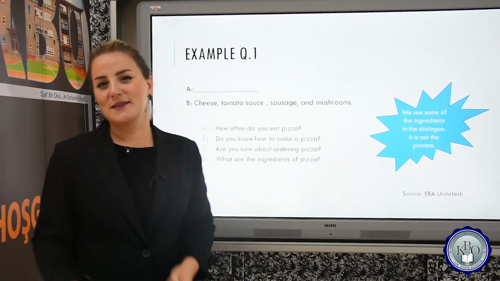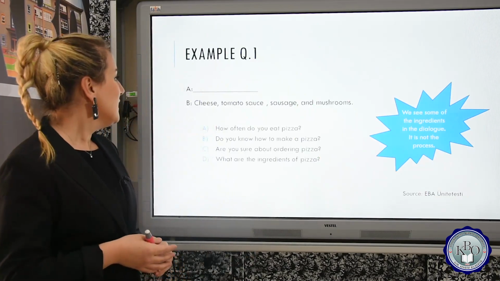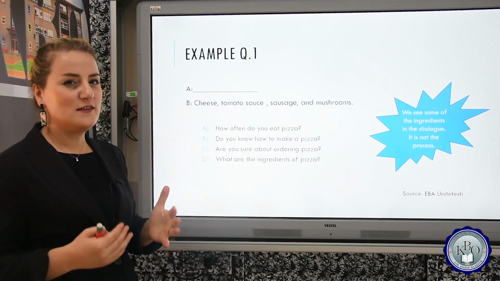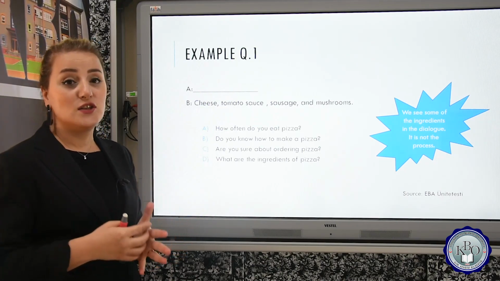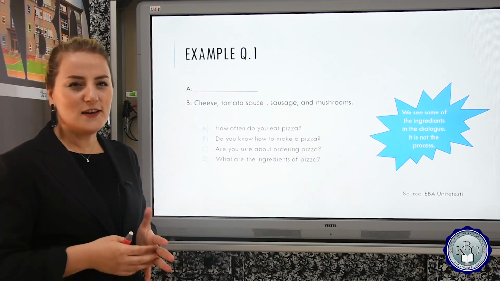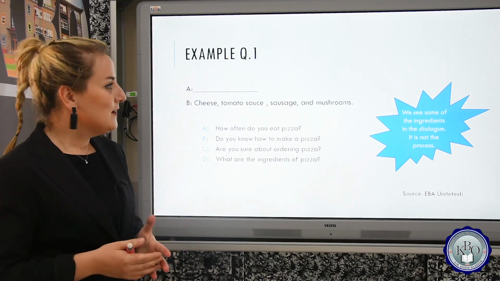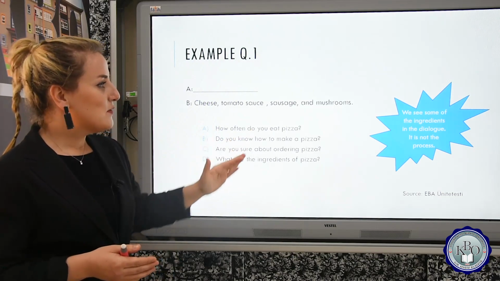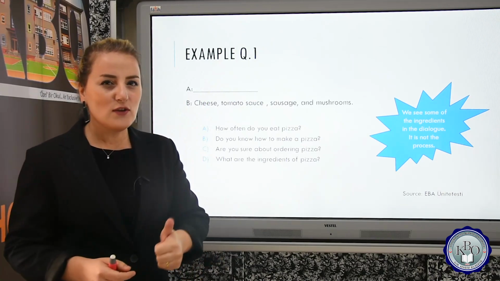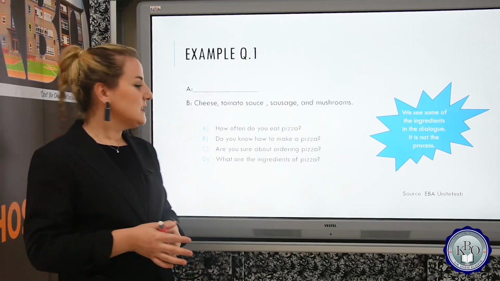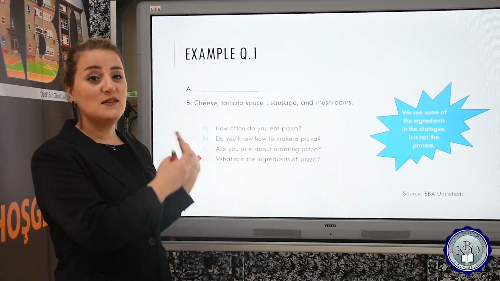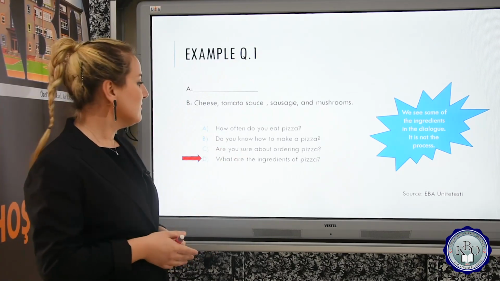So let's look at some examples here. So there is a question and the answer is coming like this: cheese, tomato sauce, sausage and mushrooms. So what are they? They are actually the ingredients. Okay, so we see some of the ingredients in the dialogue. It is not the process. So the question must come up like this: what are the ingredients of a pizza? Because these are the ingredients.